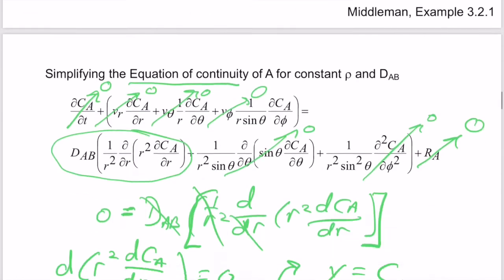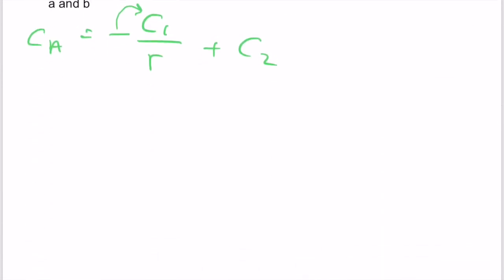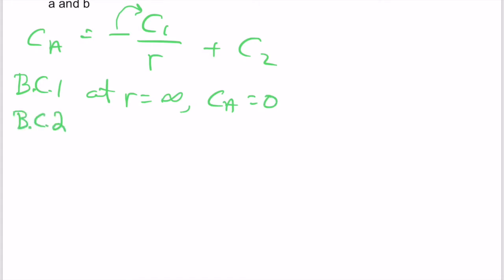So this is very ugly. Let me rewrite it down here where I have space. I've got boundary condition 1, where at R equal infinity, CA is equal to 0. And I've got boundary condition 2, at R equal to the radius of the sphere, which we've just made up a variable for, CAS. Okay, actually she called it CR. I'm going to call it CAS, it doesn't matter.